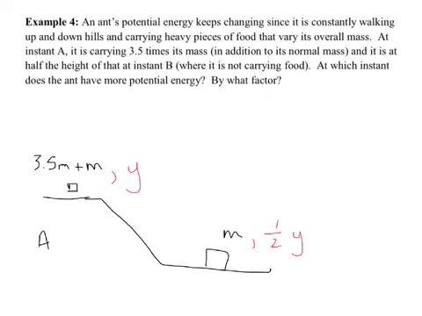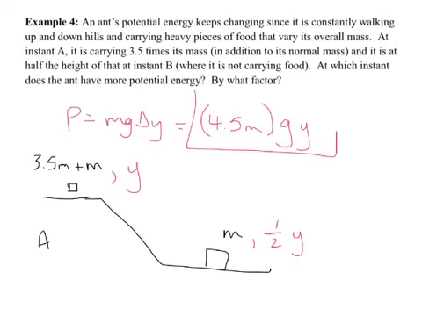So what was our equation for potential energy from the last slide? Mg delta y. Well, in the first scenario, what is the actual mass? 4.5 m. So in the first scenario, we have 4.5 m. Right here, 3.5 m plus a single m gives us 4.5 m, times g, the gravitational constant, times the height. Well, what's the height in the first scenario? We just called the height y.